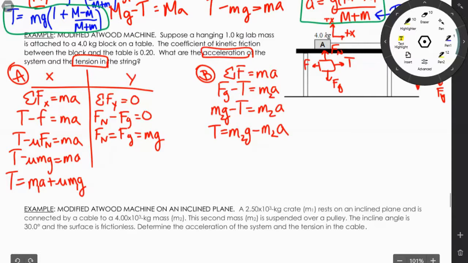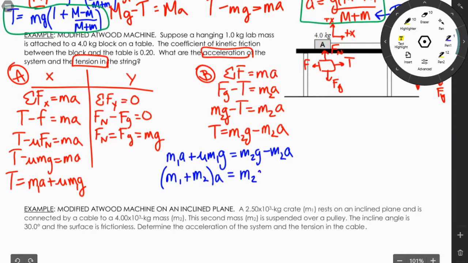Now the technique is I have two equations, both solved for the same variable. I can set them equal to each other. So I'm going to have M1A plus mu M1g equals M2G minus M2A, right? I'm going to get G's to one side, A's to the other. So I'm going to add M2A over. So M1, I'm going to factor. Oh, look at that. Total mass, right? I told you the signature is total mass. And then I'm going to subtract, so I'm going to have M2G minus mu M1G. Now to solve for acceleration, I'm going to clean this up a little bit. So A equals G times M2 minus mu M1 over our total mass, M1 plus M2.